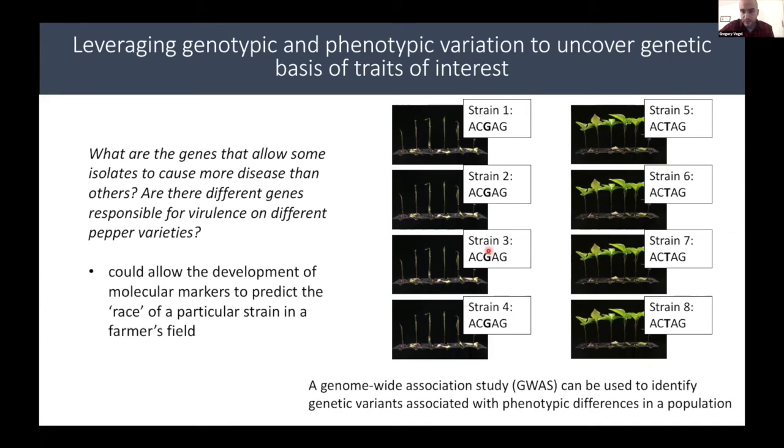So the idea behind this is fairly straightforward. On the right, I'm showing a made-up example where we have 4 strains on the left with a particular nucleotide at one locus in its genome, a G, that are able to kill a pepper variety. And on the right, a different set of strains that have a T at that position and are unable to kill those peppers. A genome-wide association study is just assaying a large panel of individuals for a phenotype of interest and correlating those results to molecular differences in molecular markers across the genome.